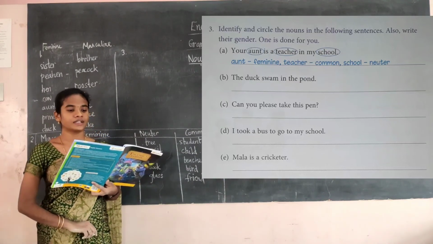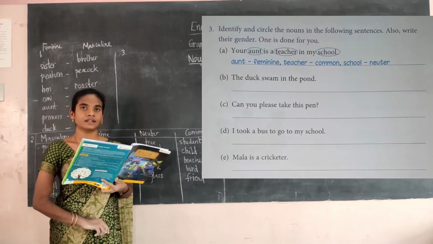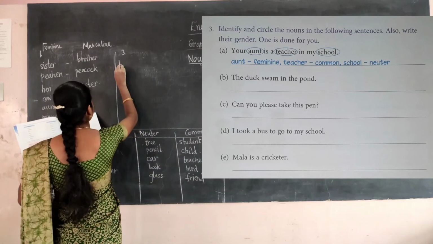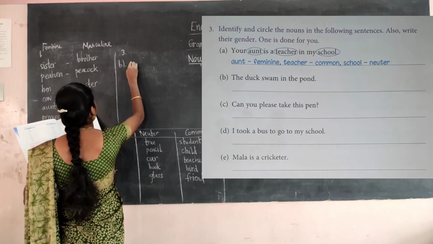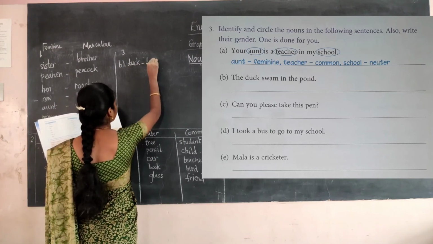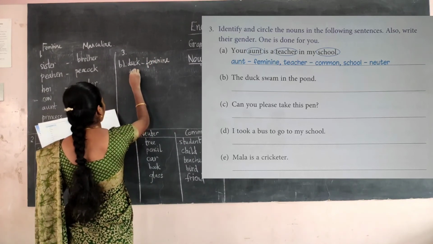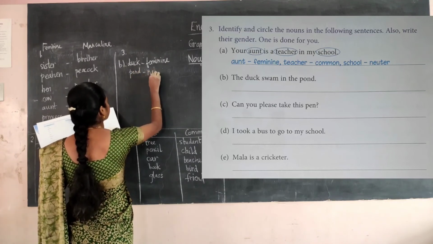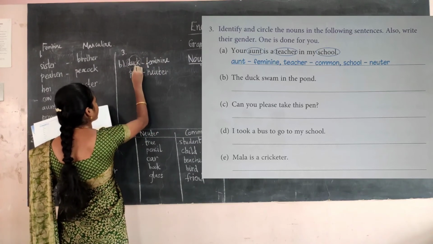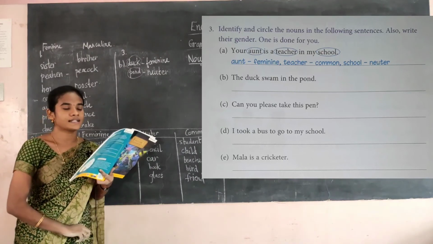See the second one, the duck swims in the pond. What are the nouns here? Duck and pond are the nouns here. Duck is the feminine and pond is the neuter. So you have to circle duck and the pond in the sentence, and write duck as the feminine, pond as the neuter.